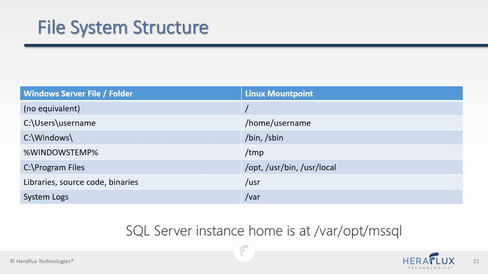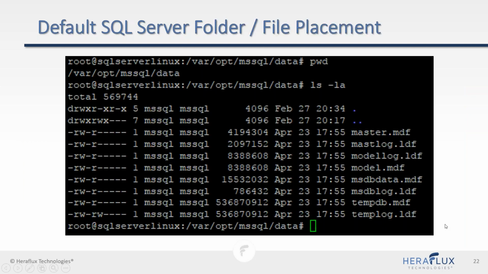The SQL Server instance home is /var/opt/mssql. And as of RC1, you are not able to change this. I'm hoping they fix this as of RTM. We'll see. Okay, default server placement. When you do an install, /var/opt/mssql, and then under mssql, it's basically like looking at the instance home. You've got data, you've got logs, you've got some tools, but this is what you get under data: master, model, MSDB, tempDB, just like we've always seen.